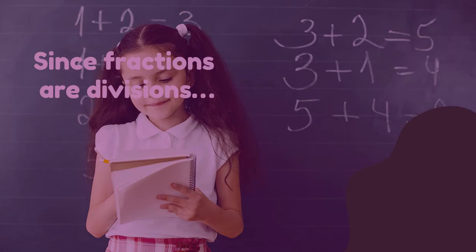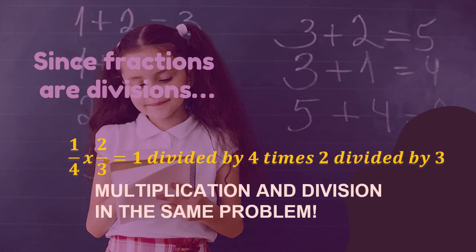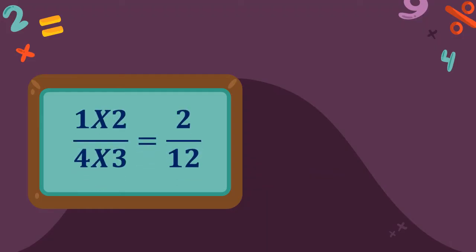Now, since fractions are divisions, that means if I have the problem 1/4 times 2/3, it's the same as the problem 1 divided by 4 times 2 divided by 3. That means I've got both multiplication and division in the same problem. And because they get along so well, I can just rearrange our problem to look like this: 1 times 2 over 4 times 3. Now it looks like two multiplication problems that are being divided, and looks like just a fraction.